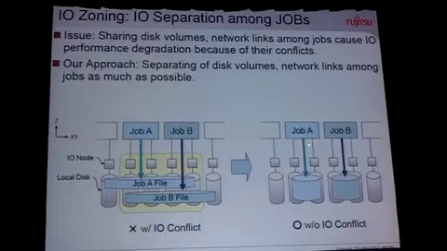And our approach is that a job is allocated to this, and storage is also allocated to this. So in that case, there's no conflict. And we also divide into interconnect and storage. That is our approach.